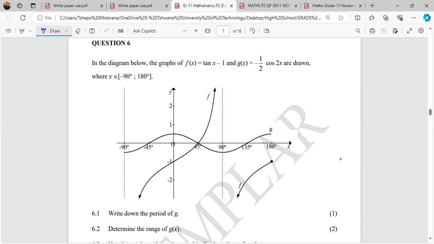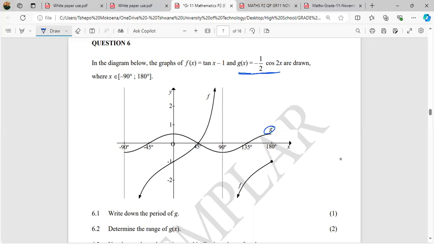So now, 6.1 says to us, write down the period of g. If you remember when we were doing the basics, I tried to tell you what the period is all about. Now, to determine the period of g, you go to your equations and then you go to your sketch. You're going to look for g. Now, this is the equation for g, meaning the cosine graph. And then you go to your sketch, and this will be the graph for g. It's a cosine graph. We can see it.